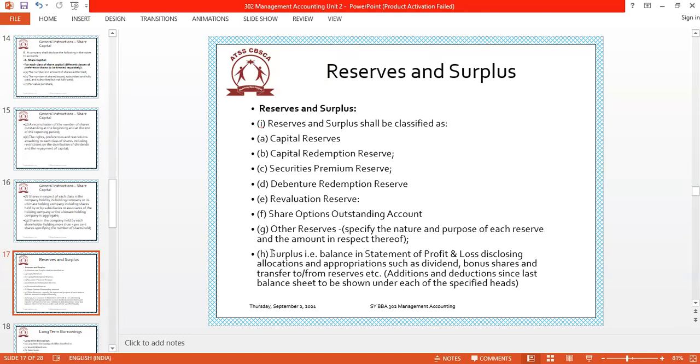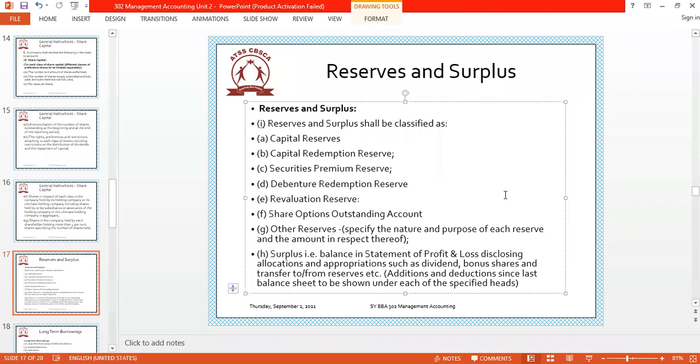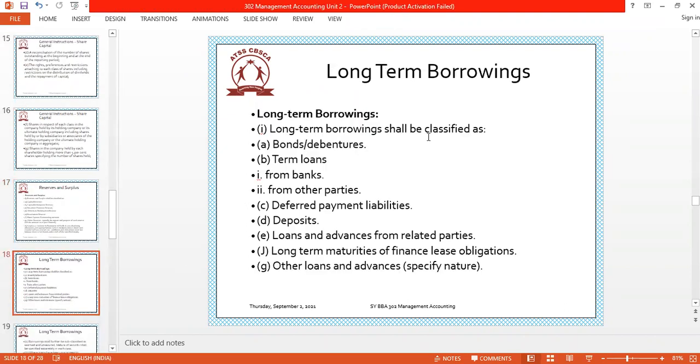H part is surplus. What is surplus? Whatever profit the company has earned after paying the expenses and the income tax, this amount is called surplus. So surplus is the balance in the profit account which has been left over after paying the dividend, a small amount which will be carried on for the next years. So surplus is the profit which is not yet distributed to the shareholders.